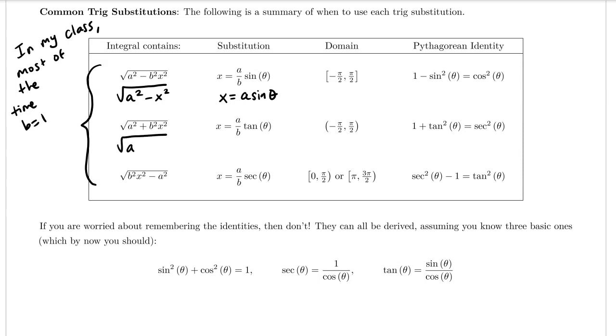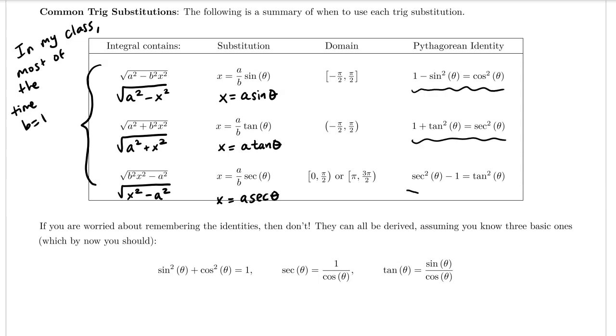Here, in this next case, we'd have a squared plus x squared underneath the square root. And then that would mean x would equal a tangent of theta. And then here we'll have x squared minus a squared, and then x is going to equal a secant of theta. And a here is just some positive constant. And then we have the corresponding domains, and then in the last column, it tells us which Pythagorean identity we will end up using. Now, if you're worried about remembering these Pythagorean identities, then don't. They can all be derived, assuming you know the three basic ones, which you should by now.